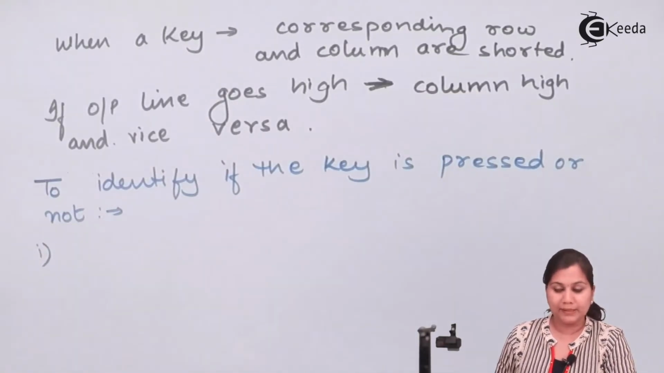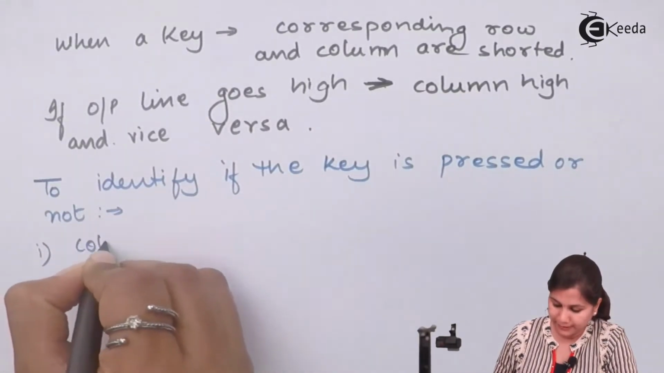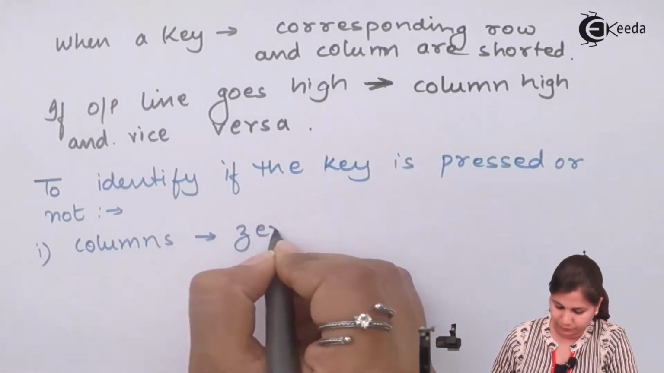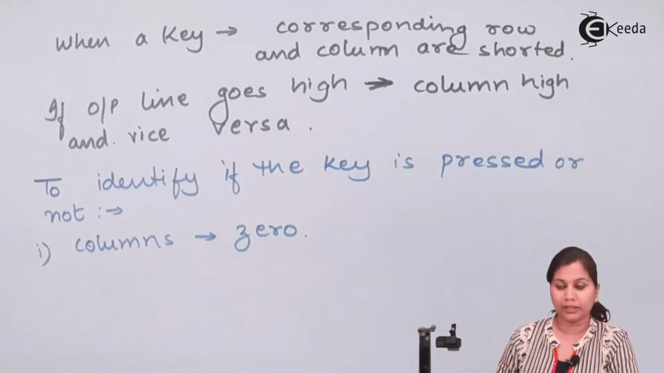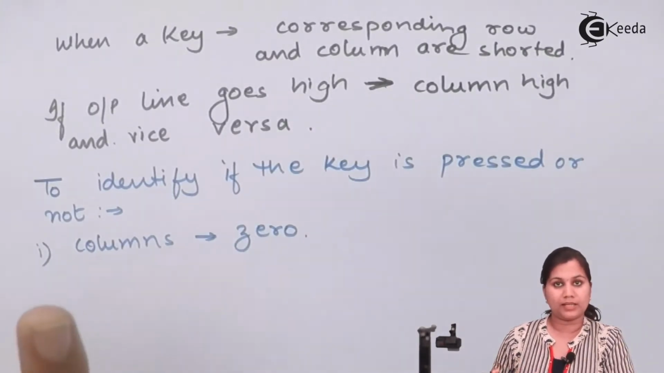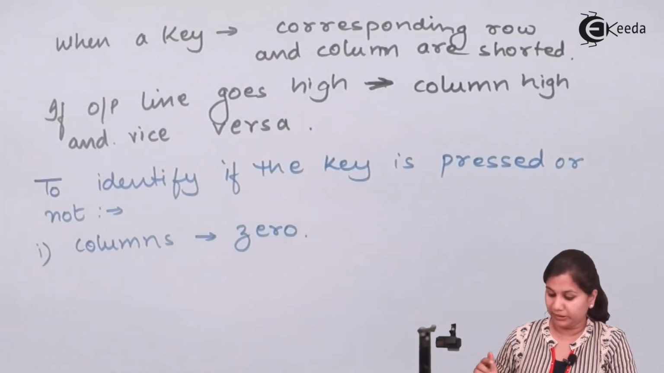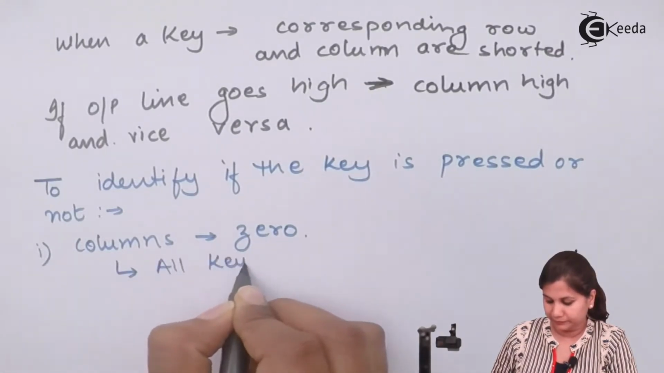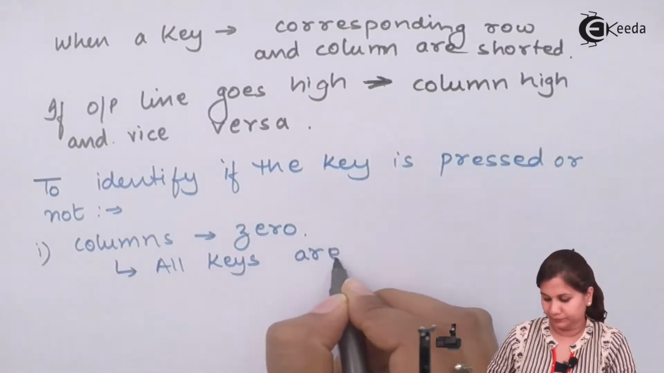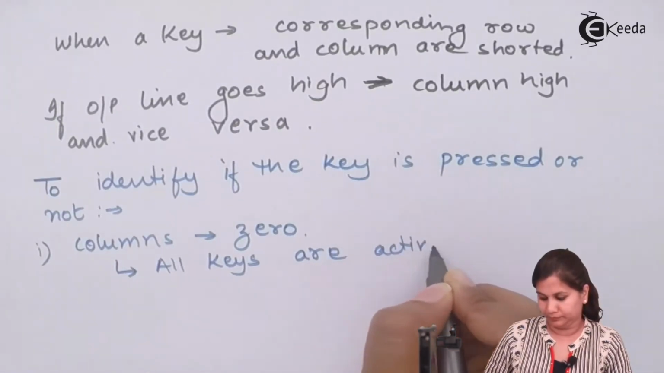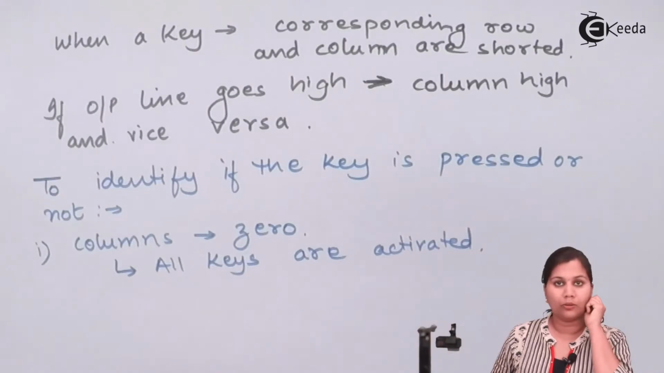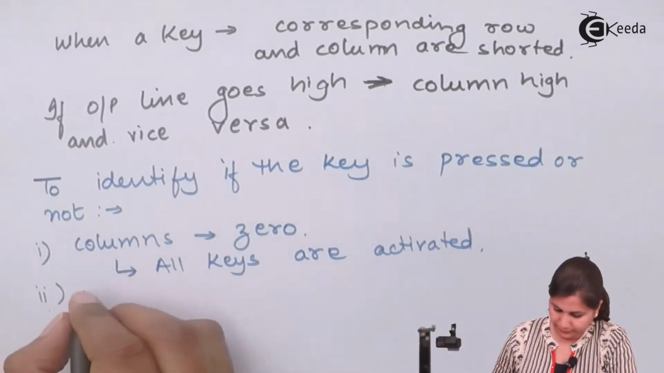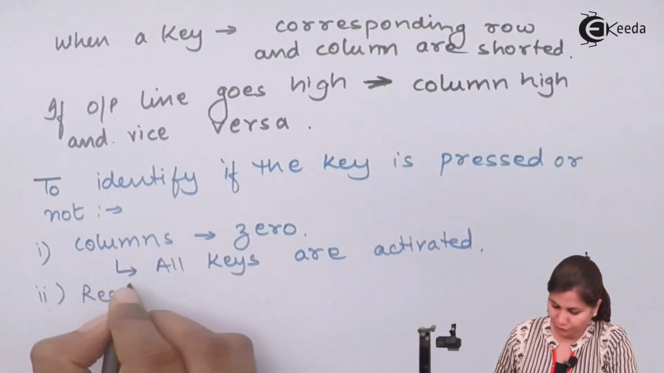So the first step is to make all the columns 0. When all the columns are 0, the microcontroller will get to know that all keys are activated. Now after that, read the status of the rows.